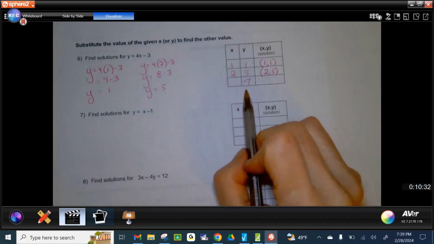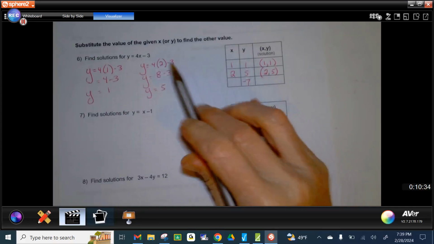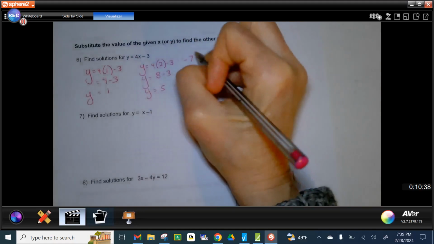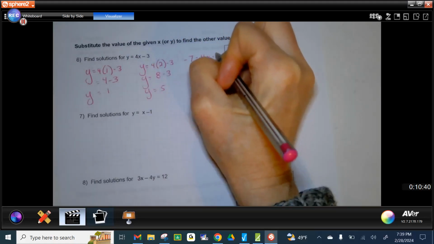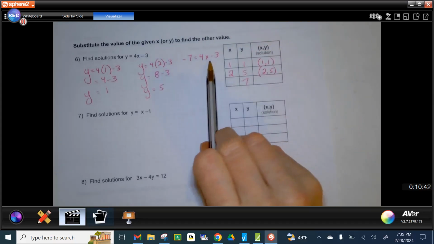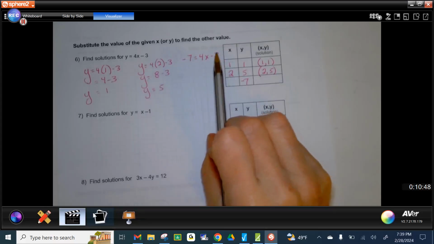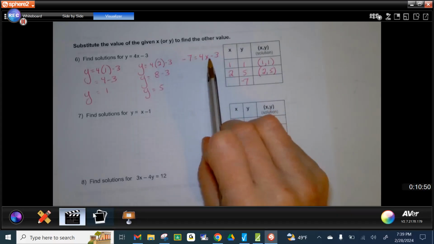Okay, now I'm going to put this y value in here. So let's put negative 7 in for y. And now we're going to solve for x. Well, this is a two-step equation. This one's a little harder. How do we find the value for x? How do we get x by itself?